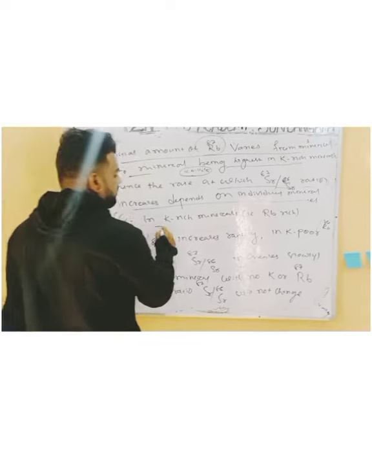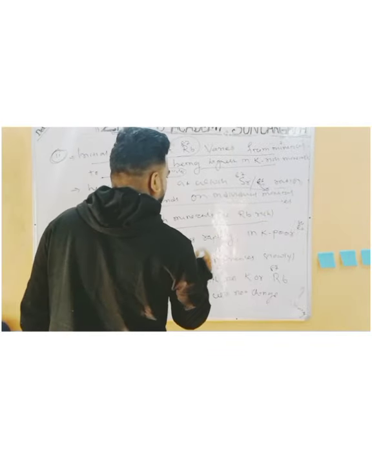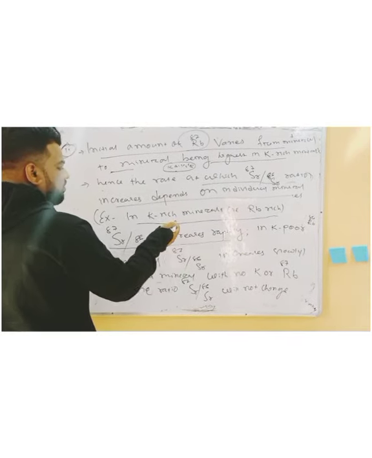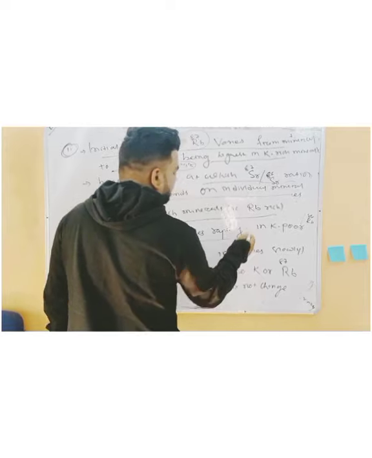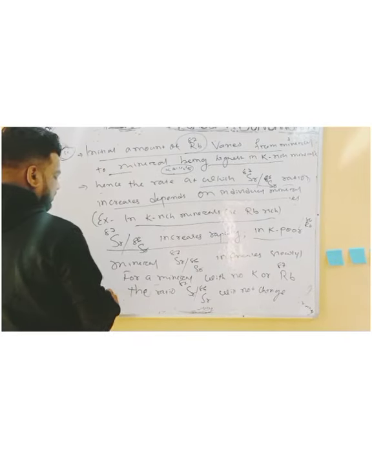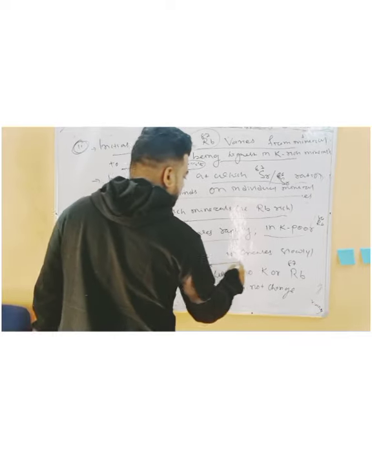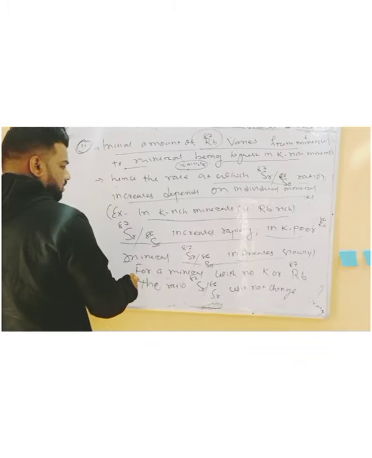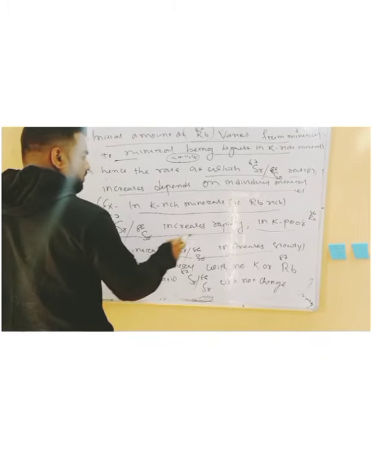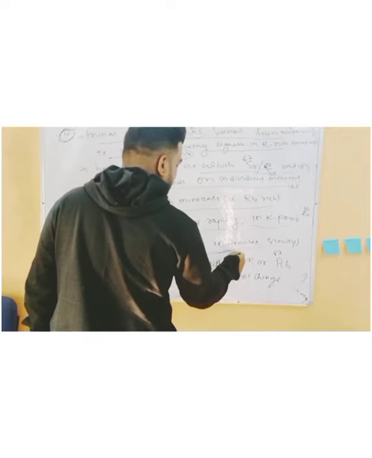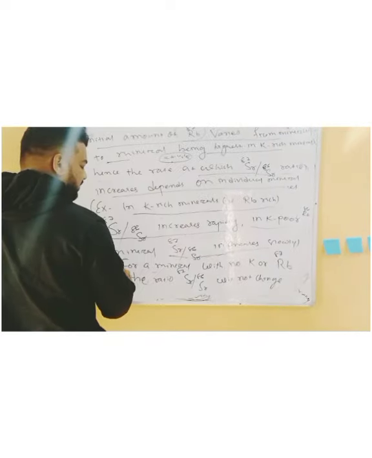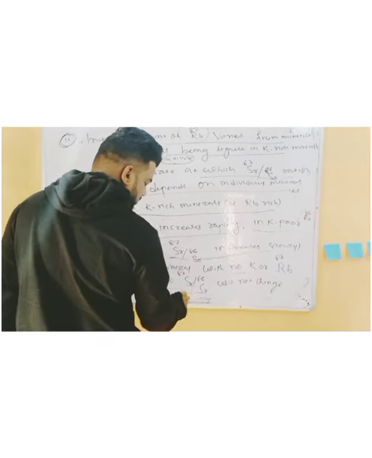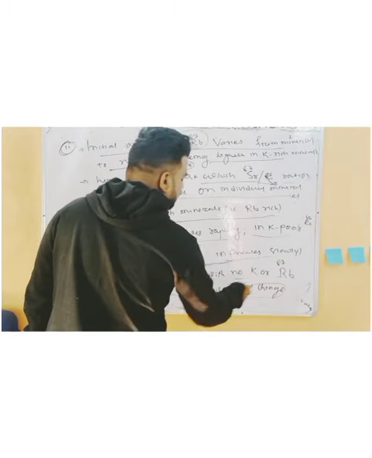For example, in a potassium-rich mineral, that is a rubidium-rich mineral, strontium-87 by strontium-86 increases rapidly because rubidium is high. In a potassium-poor mineral, strontium-87 by strontium-86 increases slowly. For a mineral with no K or rubidium-87, the ratio of strontium-87 by strontium-86 will not change, it will remain constant.